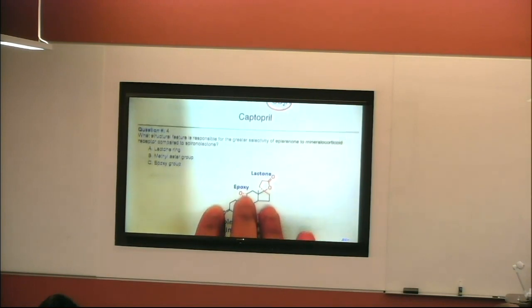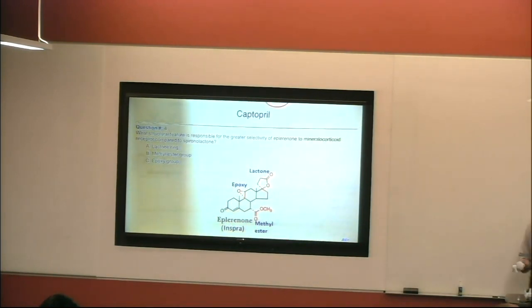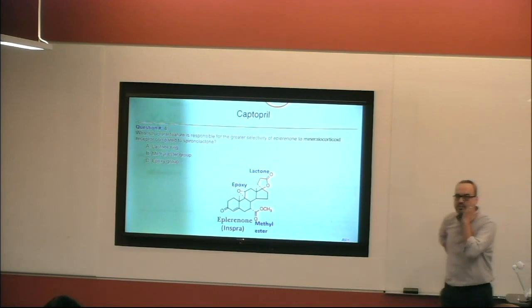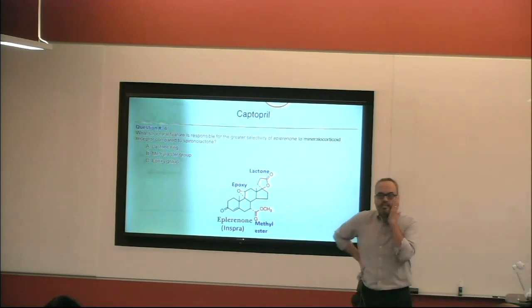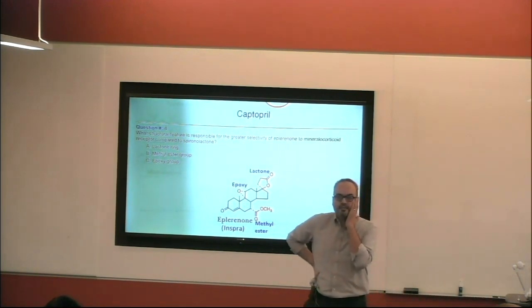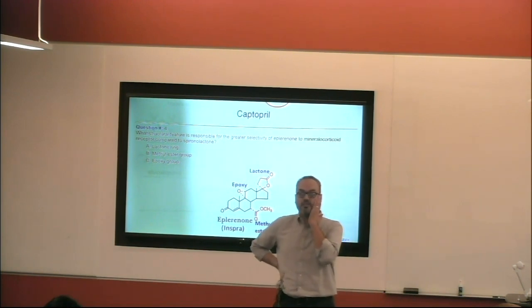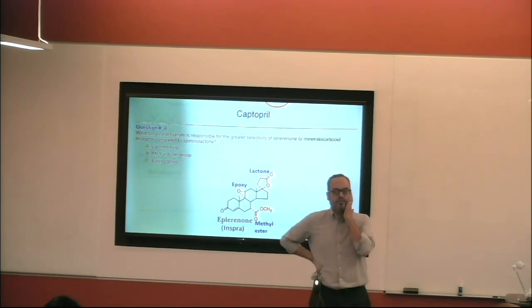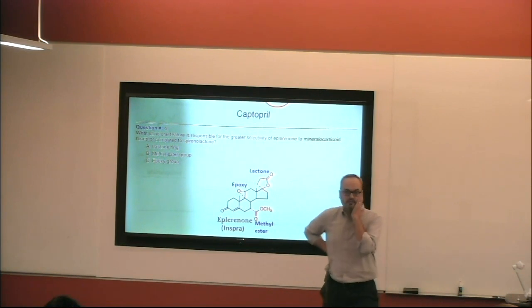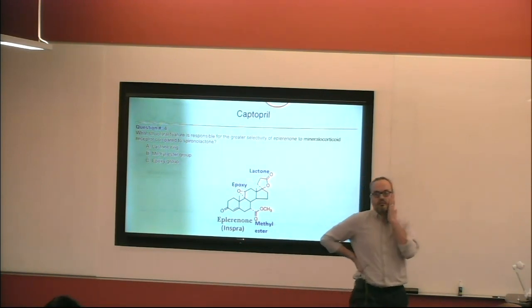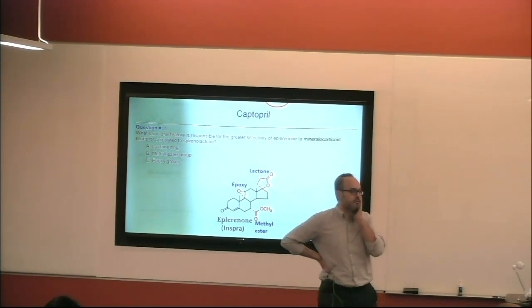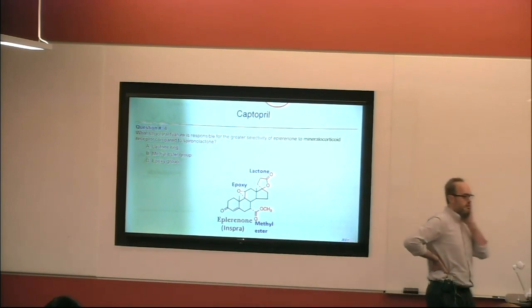Question number 4. The feature responsible for the greater selectivity of eplerenone to the mineralocorticoid receptor compared to spironolactone is, well, it's C, right? The epoxy group.